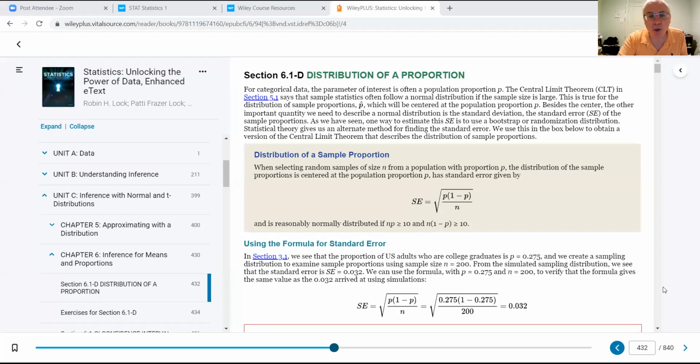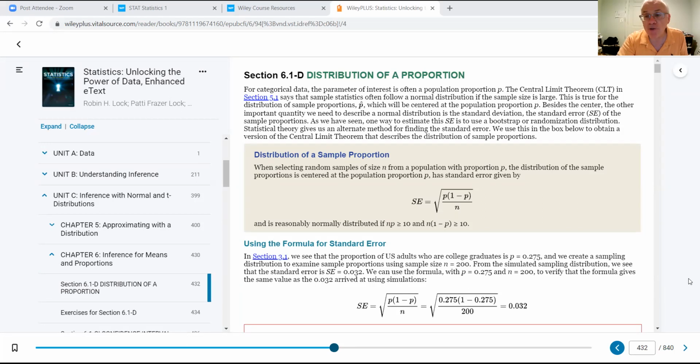This is section 6.1. And in 6.1, the very first section, it says 6.1-D. D deals with the distribution. In other words, we're going to be looking at the distribution of a proportion. And remember what a proportion is, right? We have a categorical variable, and just like we did in the beginning of the course, with a categorical variable, we count the number of people who choose maybe one choice versus another. That was also connected with the idea of a binomial, right?